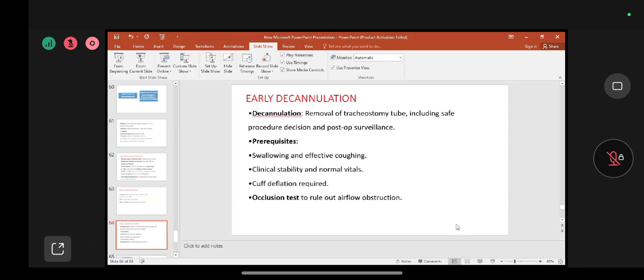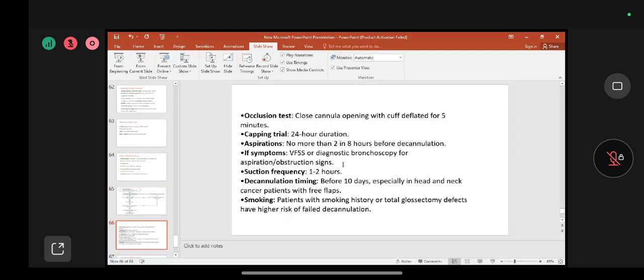Early decannulation should be done in head and neck cancer patients. Basically, decannulation is removal of the tracheostomy tube, including safe procedure, decision, and post-operative surveillance. Prerequisites for early decannulation: effective cuffing and swallowing should be present before decannulation. Patient should be clinically stable with normal vitals, cuff deflation is required, and an occlusion test should be done before the decannulation to rule out airflow obstruction.